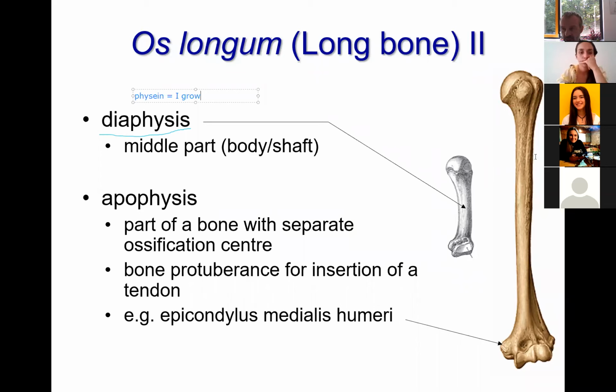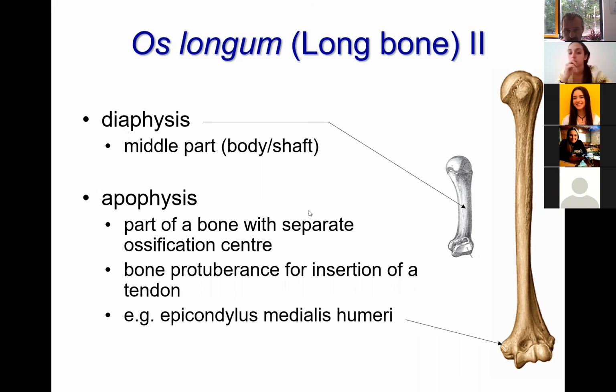So diaphysis is the middle part, and it's sometimes called differently in a specific bone. Here you can see the humerus, and here you can see a metacarpal. We call it either body or shaft. So when I have a specific bone, I call it the body of the metacarpal, or body or shaft of the humerus. But when I talk about it generally, I call it diaphysis. Dia means away, and it's a preposition.